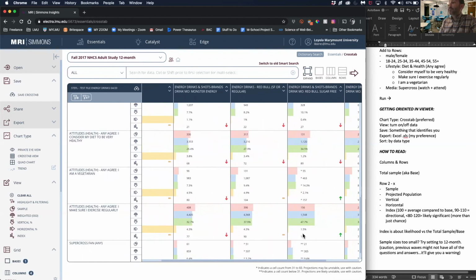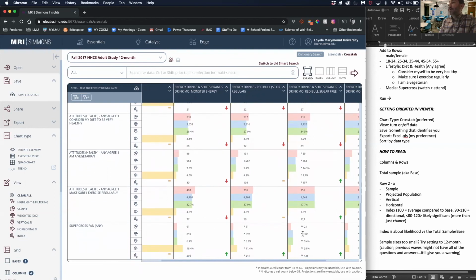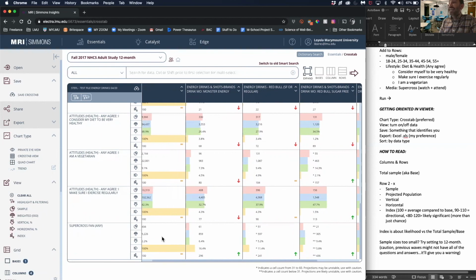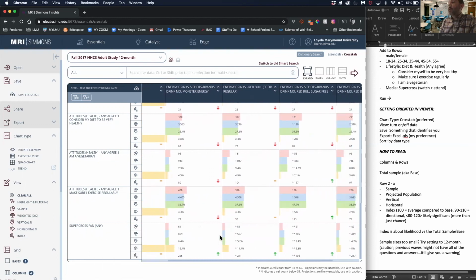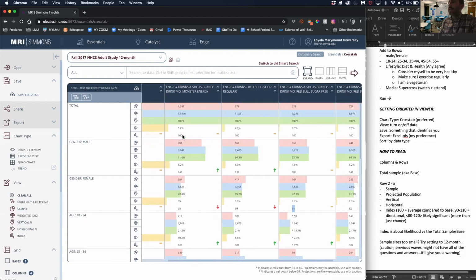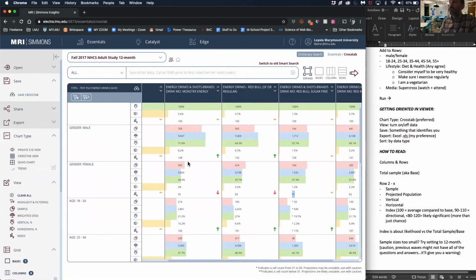Let's look at Supercross. Here's what happens. Supercross as a category is very small. Only 2.2% of the population is into any sort of Supercross. Among the total audience, 2% watches Supercross. If we were to read across these rows, though, because Monster Energy has such a large audience, almost 600 people drink Monster in this study. Actually, what was it? 1,000 people in this study drink Monster Energy.